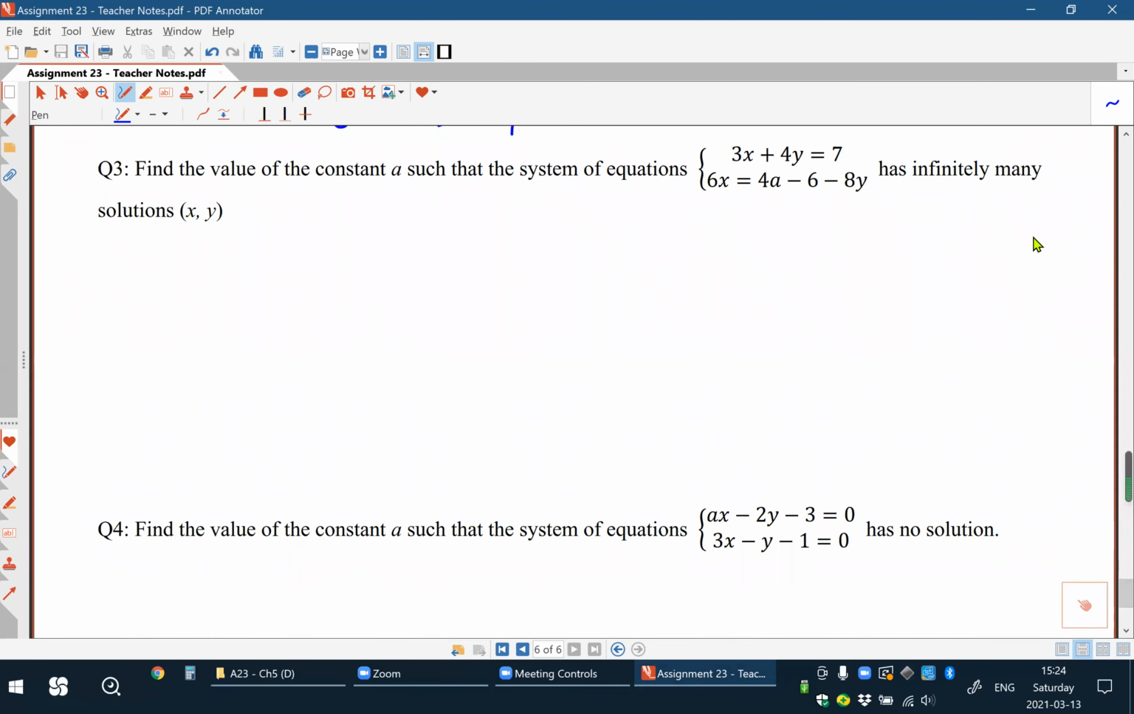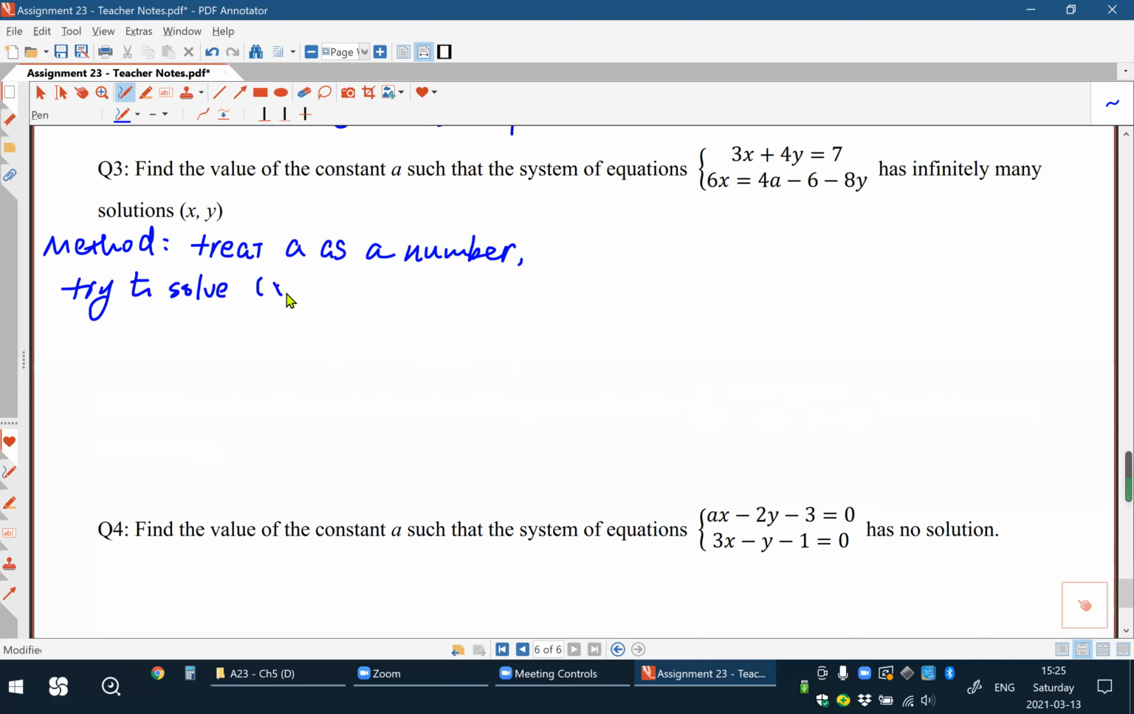Next one: find the value of constant a such that the system of equations has infinitely many solutions x and y. In order to find the value of a, the method is to treat a as a number and try to solve these equations. Let me write it here. Method is to treat a as a number. That means to treat the equations as normal equations, right? And try to solve x and y like in a normal system of equations.